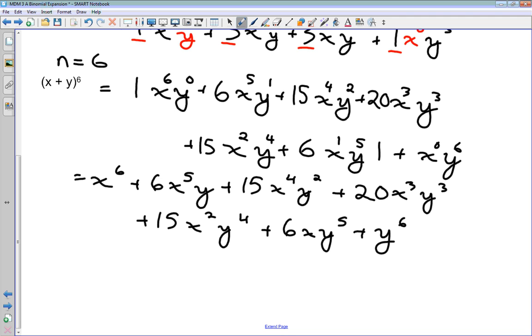So we can use Pascal's triangle. It tells us how many terms we need. It tells us what the coefficients are going to be, and we can use this pattern to figure out what exponents we need here.